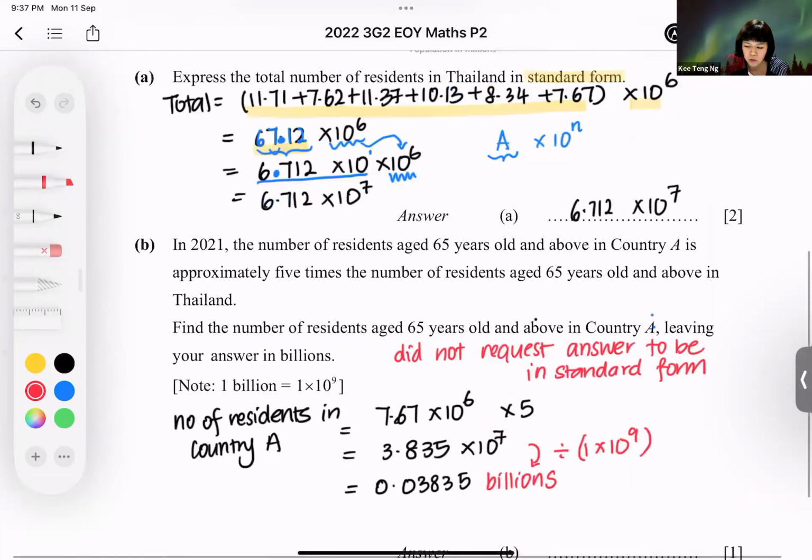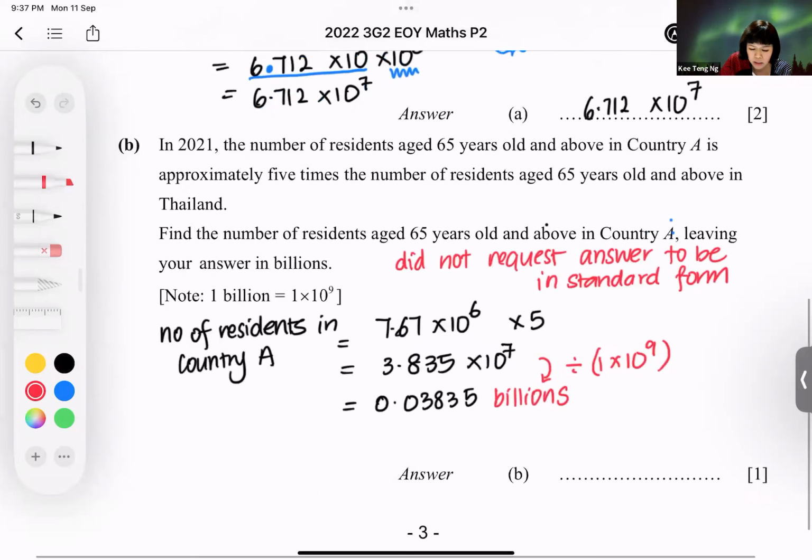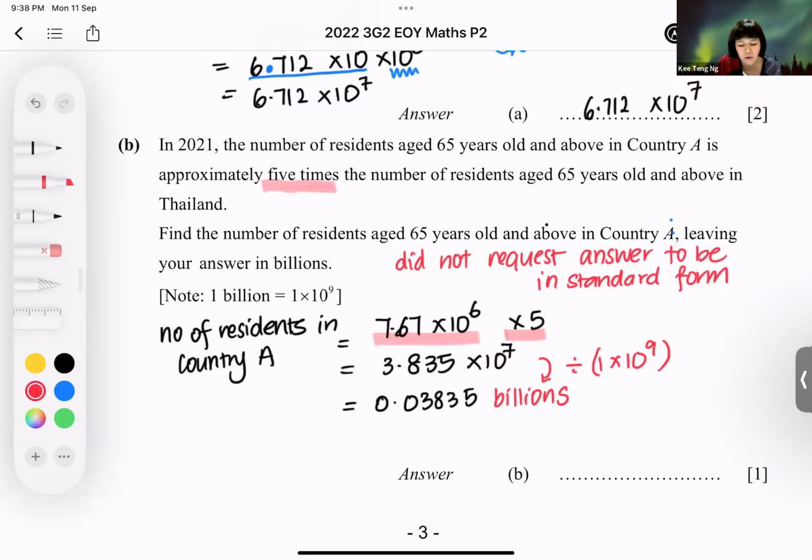Okay, so this number of residents, 7.67 times 10 to the power 6 over here, the number in country A is approximately 5 times. So I need to multiply by 5. Find the number of residents aged 65 years old and above in country A. Right. So in country A, this is 5 times more than this, so I times 5. Okay, but you notice they want us to leave the answer in billion. And they did not request us to be in standard form.